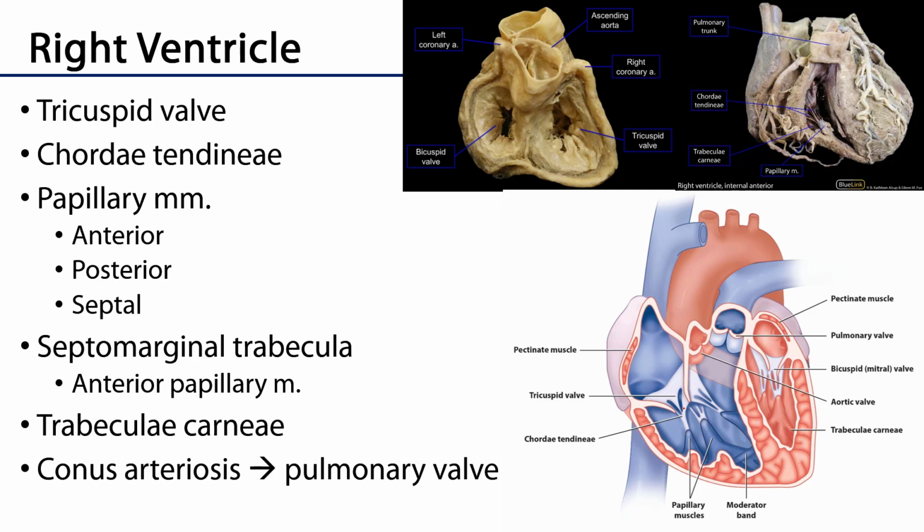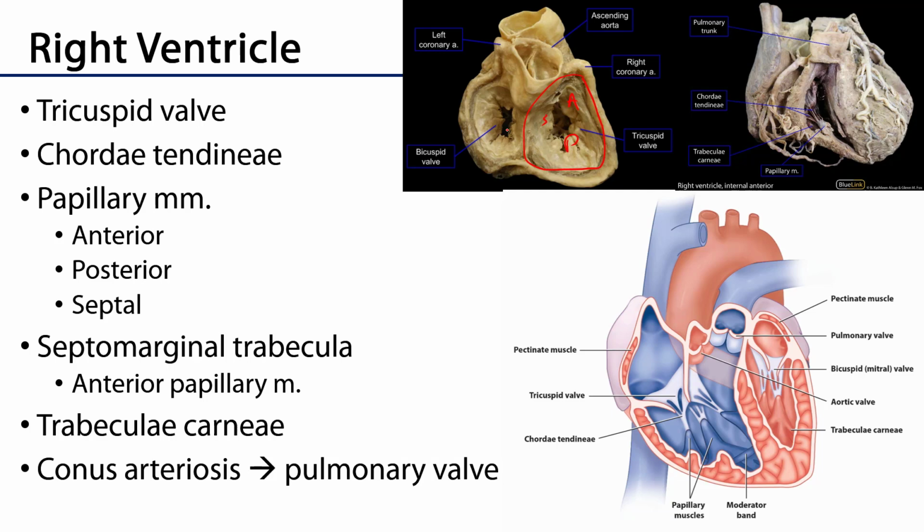So let's take a look at that now. Up here we can see this has the right and left atria removed. We can see the tricuspid valve from above. And there are three cusps to the tricuspid valve. There is an anterior and a posterior and a septal cusp.